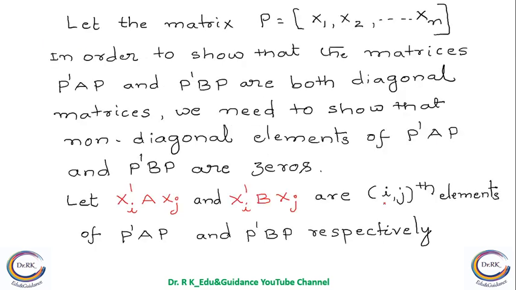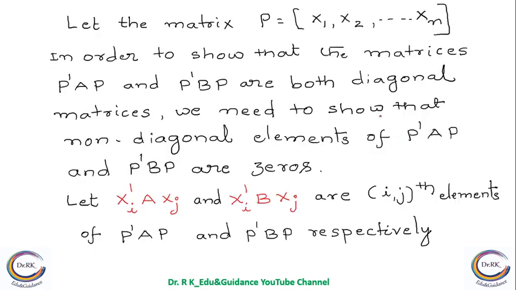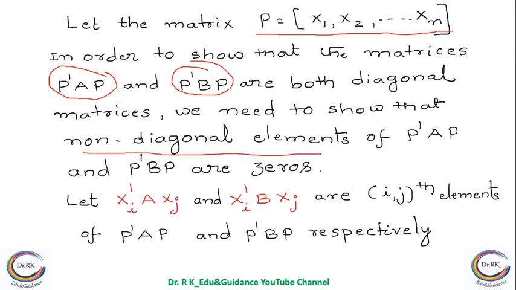Okay. So now let x1, x2, and so on up to xn, and let P be the matrix consisting of all these vectors x1, x2, so on xn. Now what we have to show is that P transpose AP and P transpose BP are both diagonal matrices. In order to show this, we'll show that the non-diagonal elements of both the matrices are zeros.